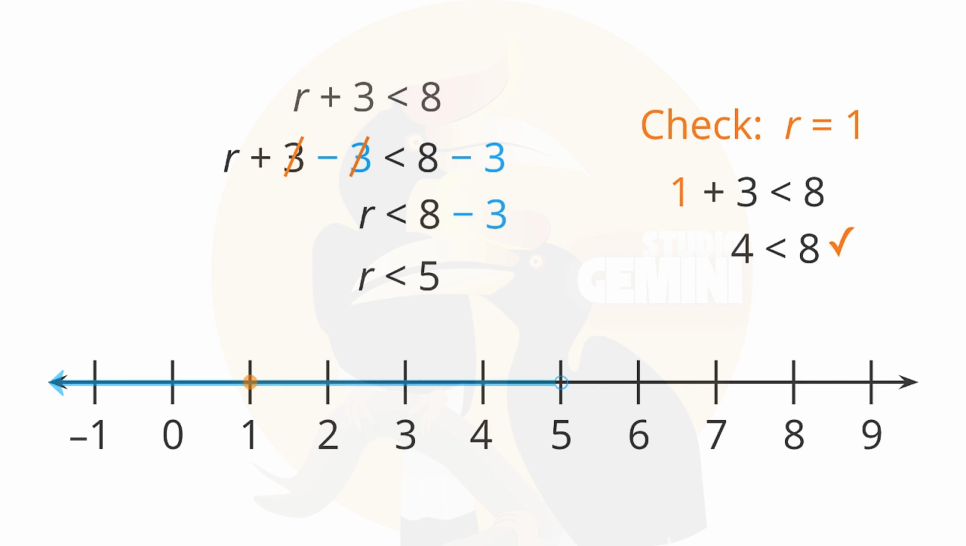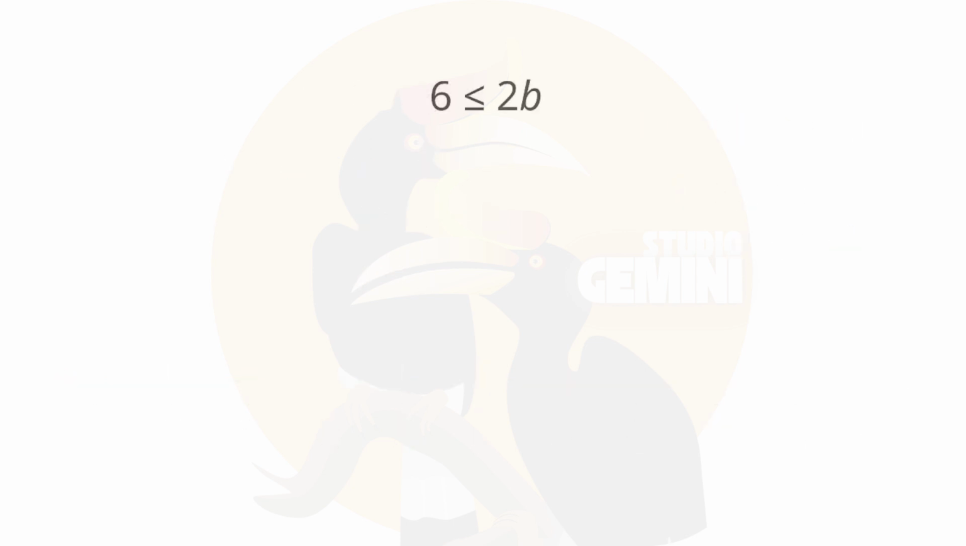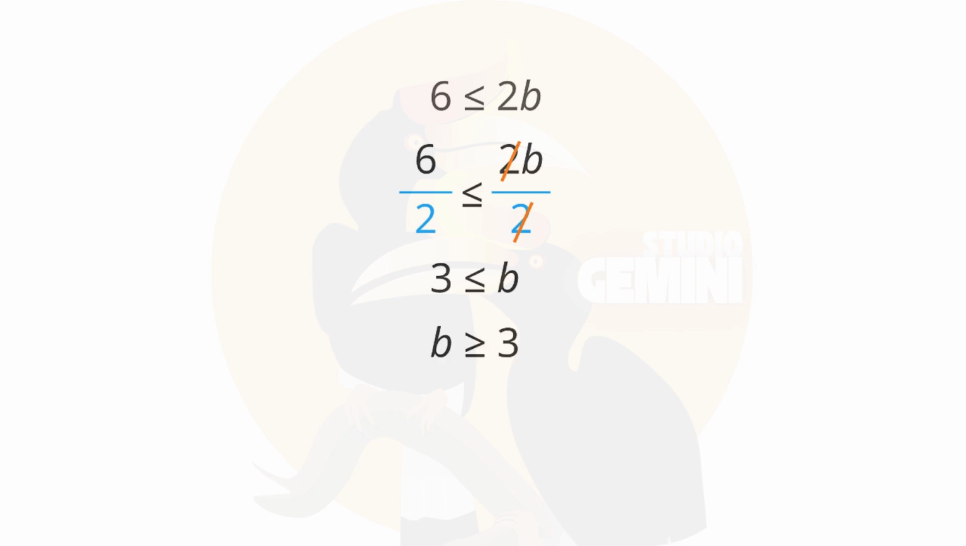Our next example is 6 is less than or equal to 2b. To solve, we'll get b by itself. Since we have b multiplied by 2, we will have to divide both sides by 2. On the right side, the 2's cancel out and give us b, and on the left side, 6 divided by 2 is 3. This gives us 3 is less than or equal to b. We can also read that inequality as b is greater than or equal to 3, so let's rewrite it with b on the left side as b is greater than or equal to 3.